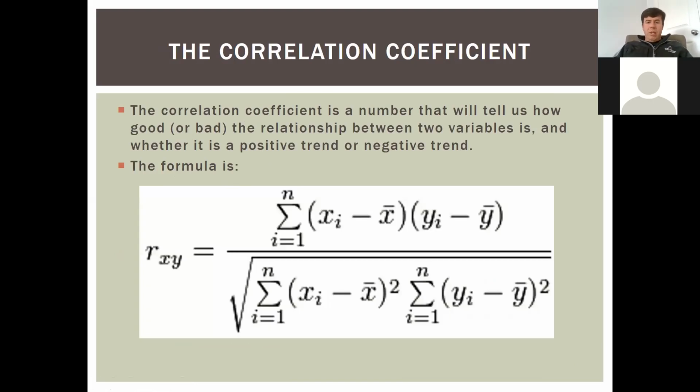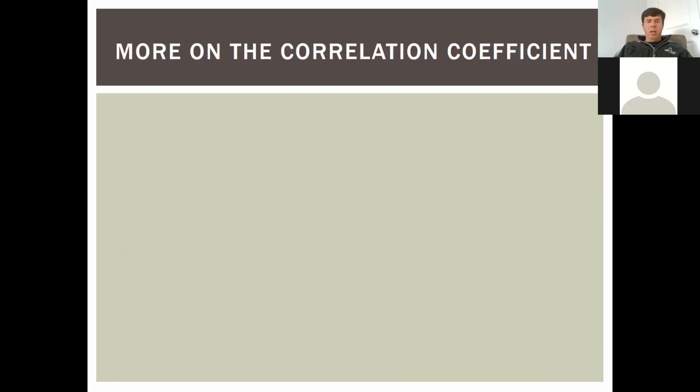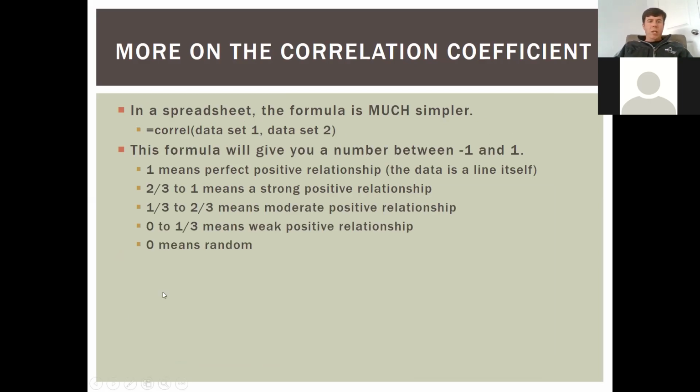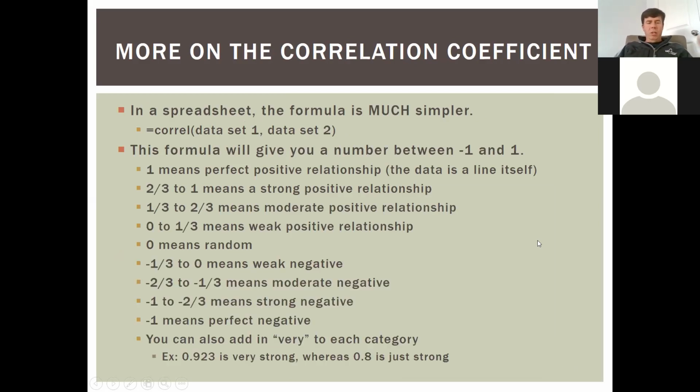The rest of this, we're going to use technology for. This is an incredibly complex formula that gives a very simple number between -1 and 1. You will just use =CORREL on the spreadsheet. And then once you use this, =CORREL, highlight the first data set, highlight the second data set. You have all these different options here that help us describe whether it's a strong relationship, random, weak relationship, etc.